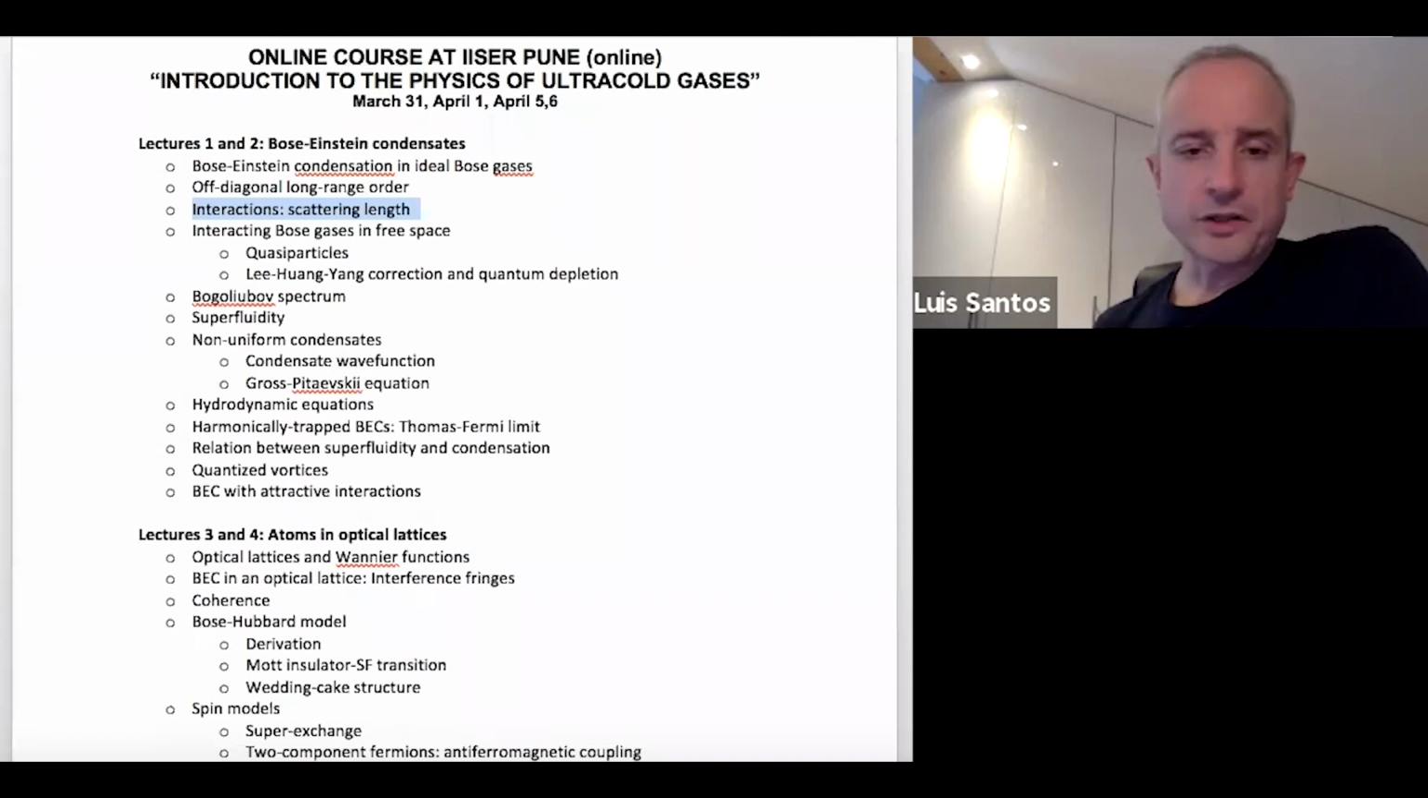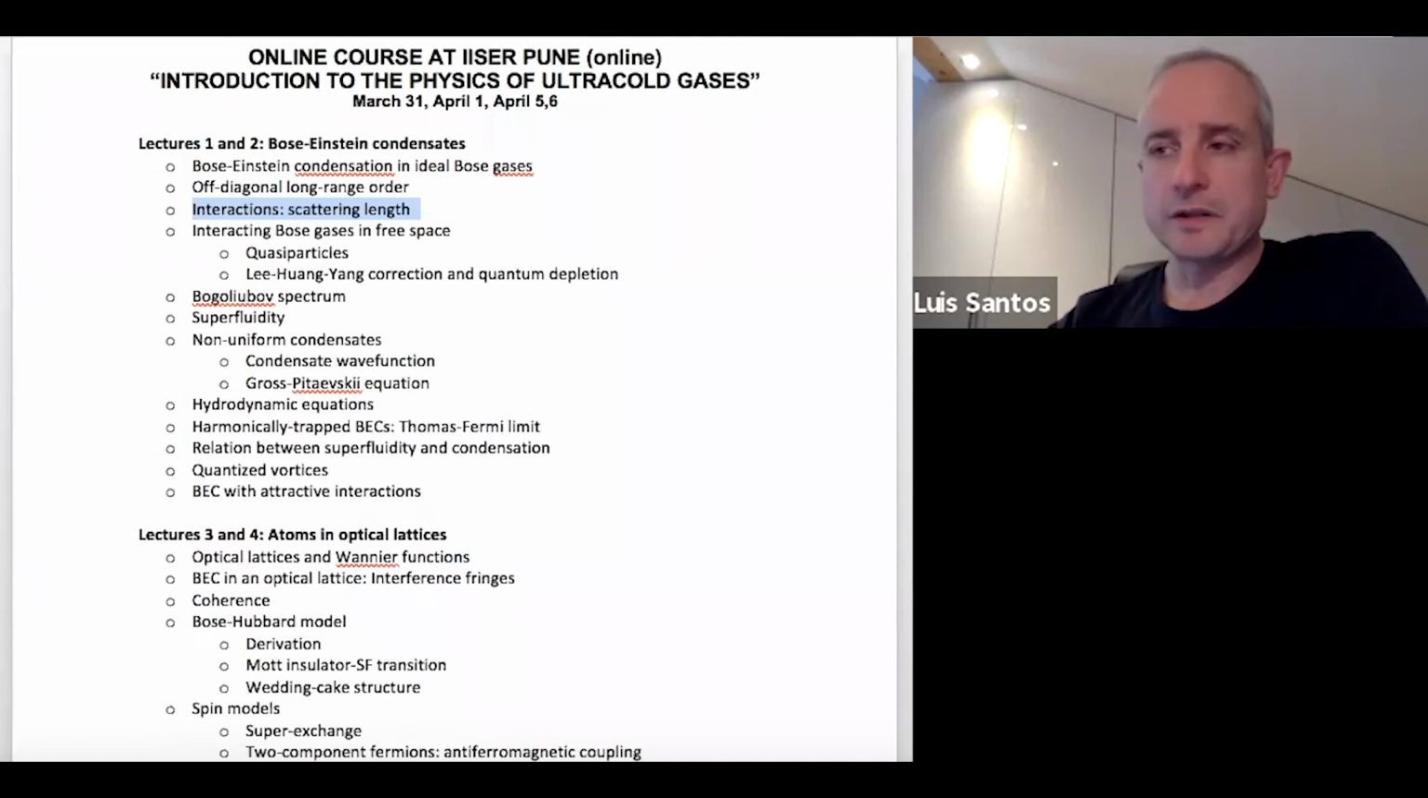Yesterday, all the discussion was in the context of Bose gases in free space, so without confinement, and therefore the condensate had a uniform density. However, in experiments, the Bose-Einstein condensate is, of course, confined. Yes, there is a trap. Atoms are trapped by optical means, so by lasers, or by magnetic means, or by a combination of them. And therefore, the BEC is not spatially uniform.